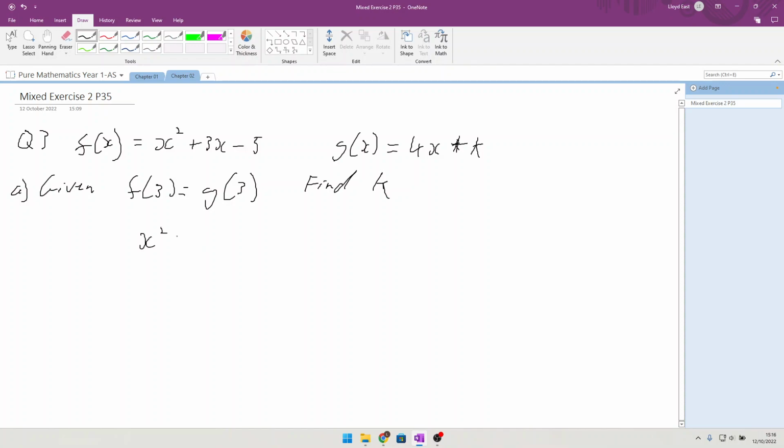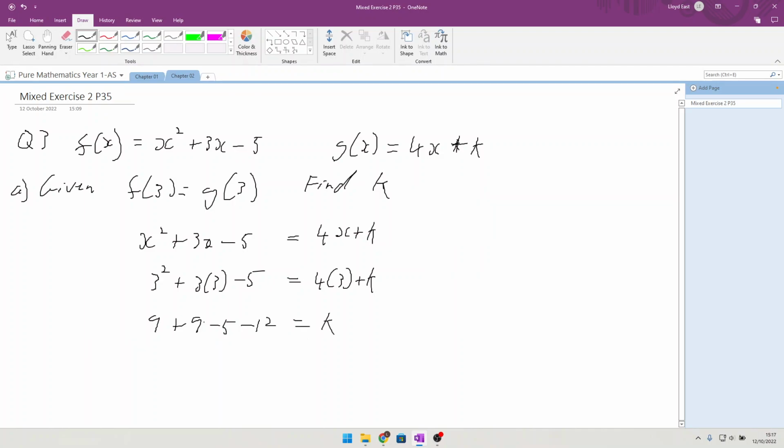Okay, so with that in mind, let's take this function f of x, and we can say that it starts as x squared plus 3x minus 5, and if we substitute 3 in there, 3 squared plus 3 times 3 minus 5, that is going to equal g of x, which is 4x plus k, which is equal to 4 times 3 plus k, meaning we get 9 plus 9 minus 5. 4 times 3 is 12, moving to the side, minus 12 equals k. 18 on the positives, 17 there, so 1 equals k. K equals 1. Okay.